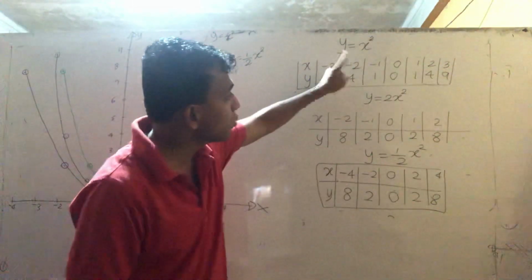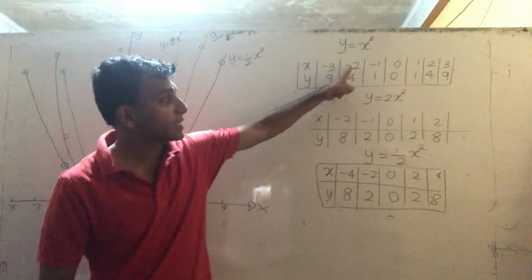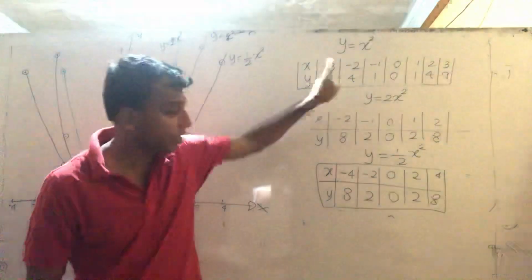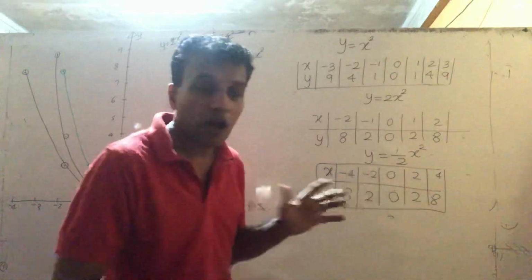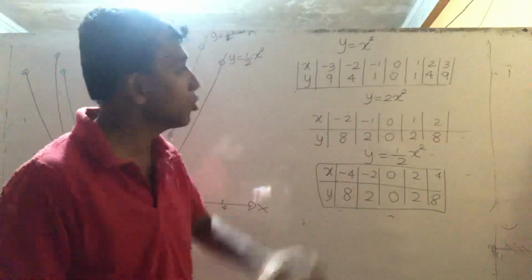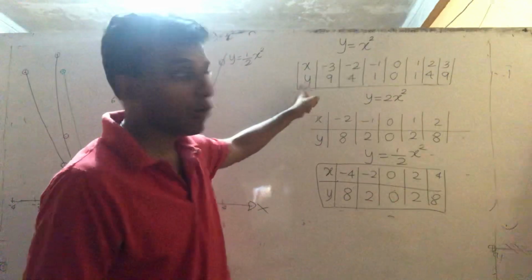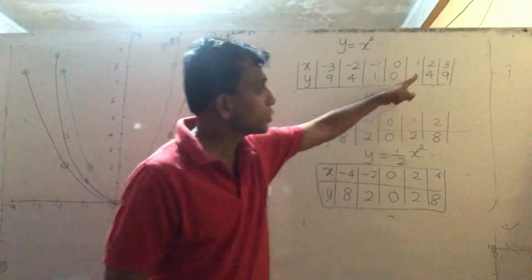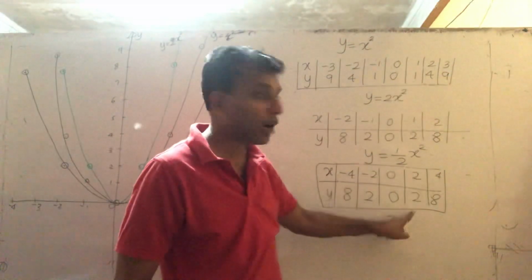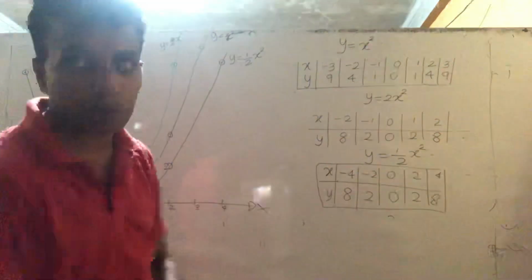If x is minus 2, y is 4. Check the previous: x is minus 2, y is 4, and here half is 2. Here y is half of the x square. If you know the x square values, the y values of the table, here write the half. If x is 2, y is 4, here half is 2. So study this table properly.